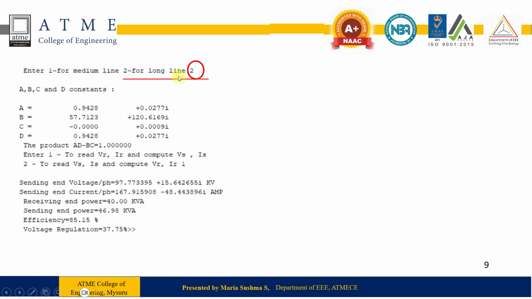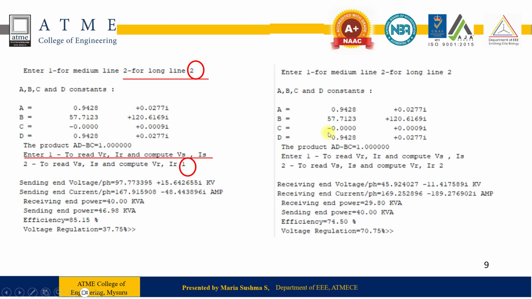And now we are going with the second option, that is choosing long transmission line, and here come the ABCD values. Here we'll choose option 1 to read VRIR, compute VSIS. The expected result is efficiency 85.15%, regulation 37.75%. Again we are choosing long transmission line by choosing option 2, to read VSIS and compute VRIR. Efficiency is 74.5%, voltage regulation is 70.75%.